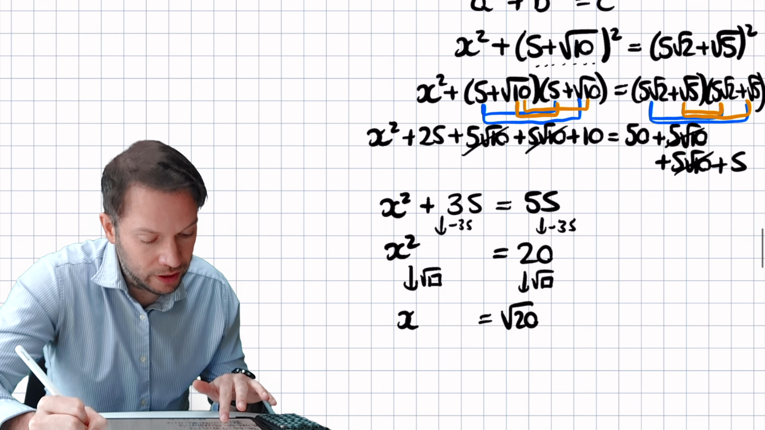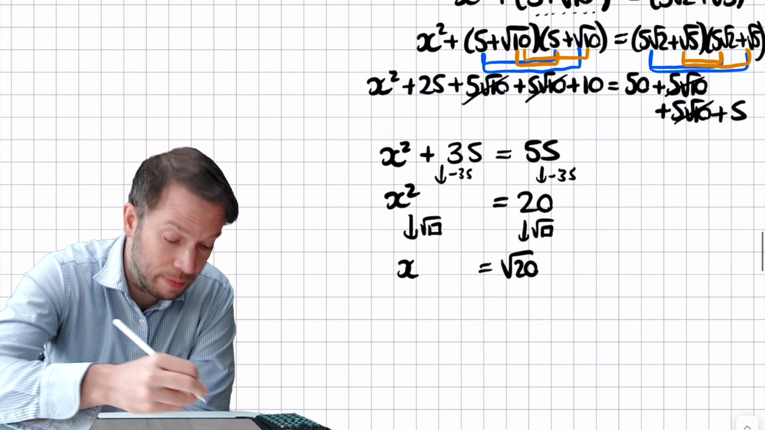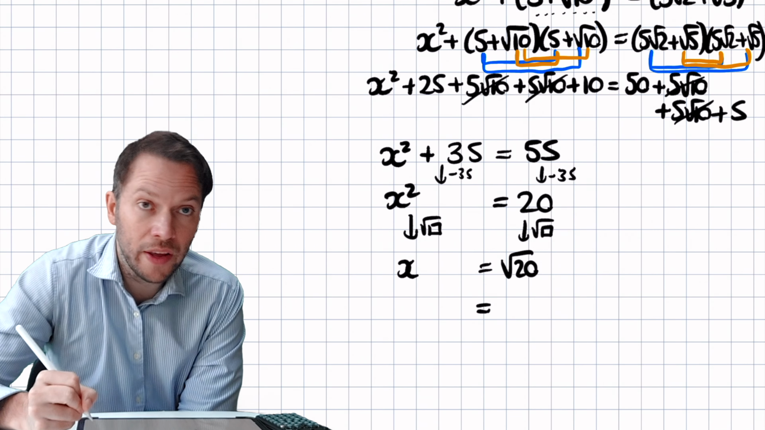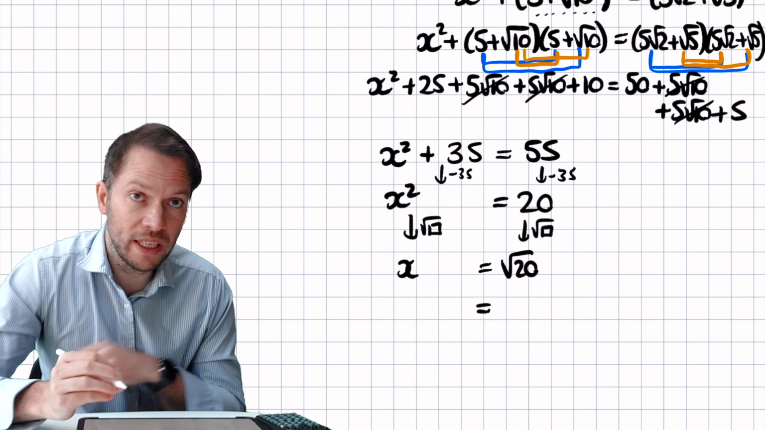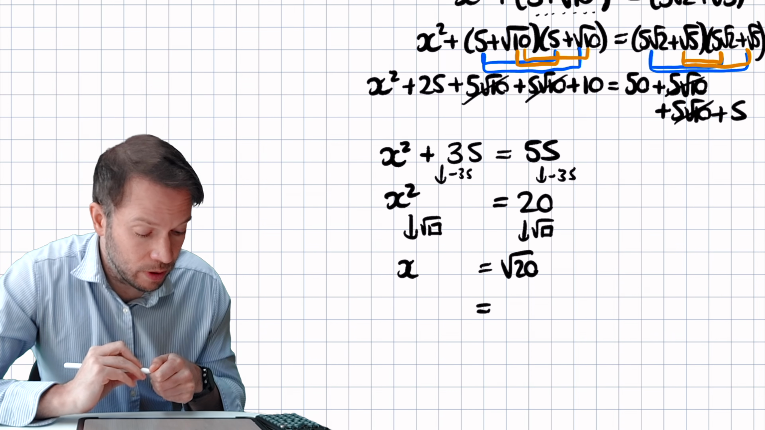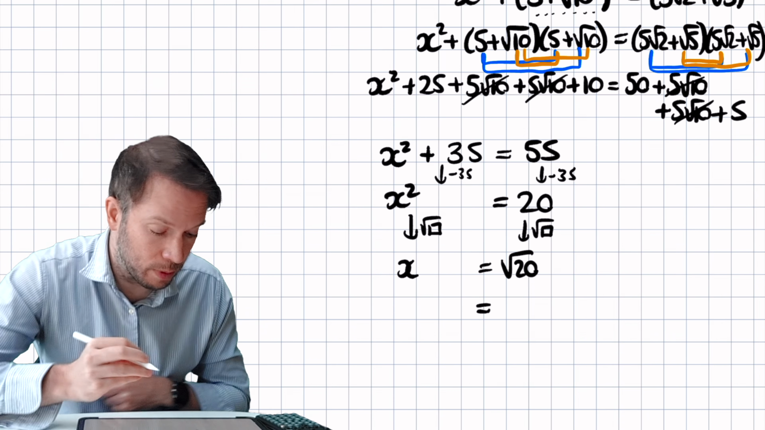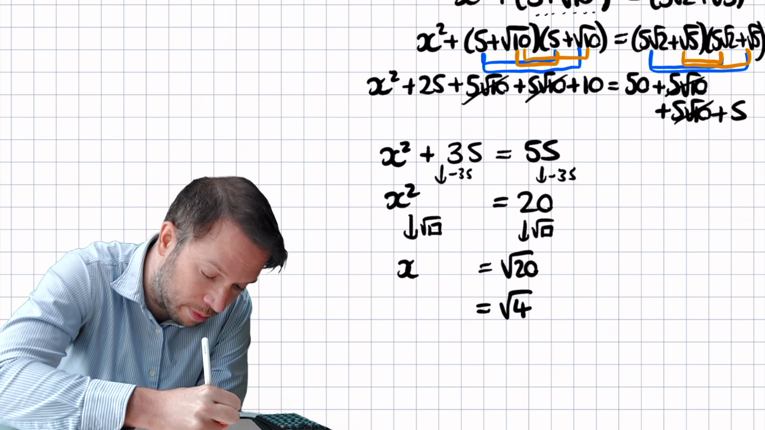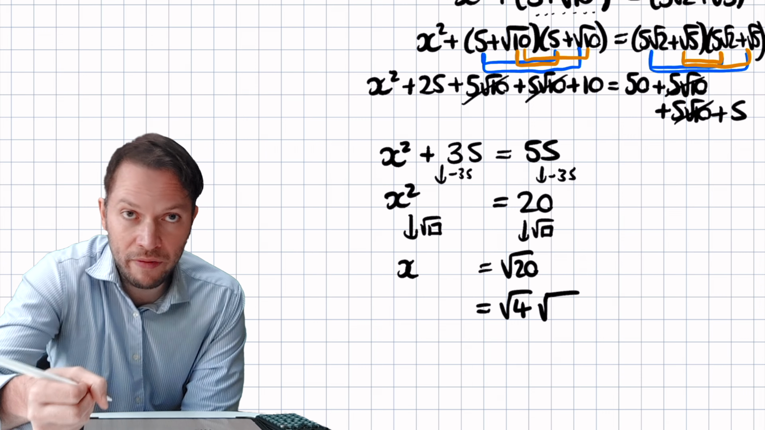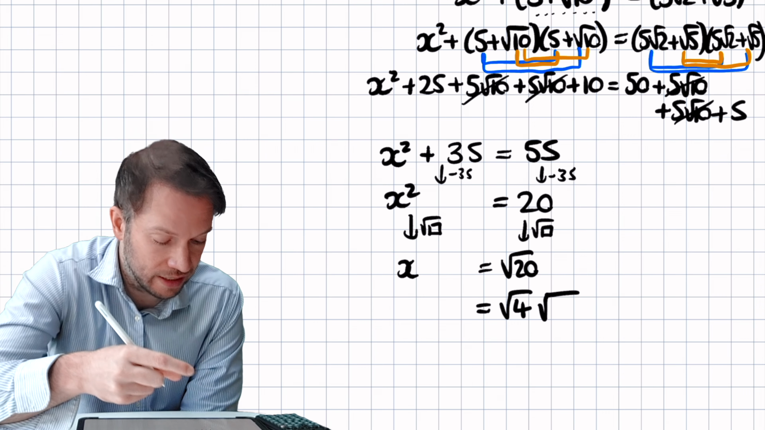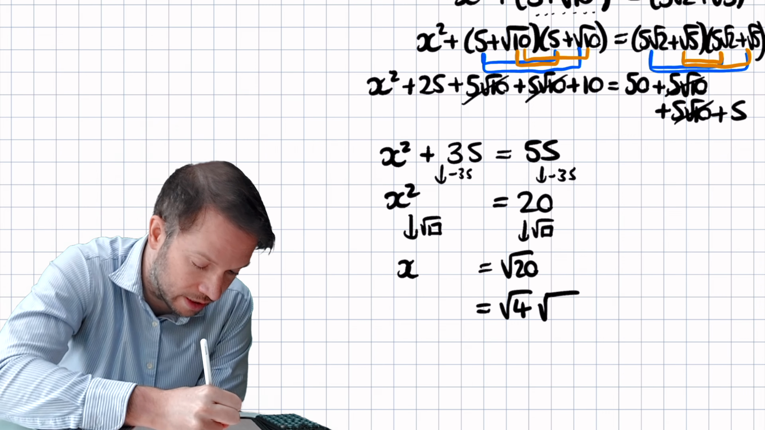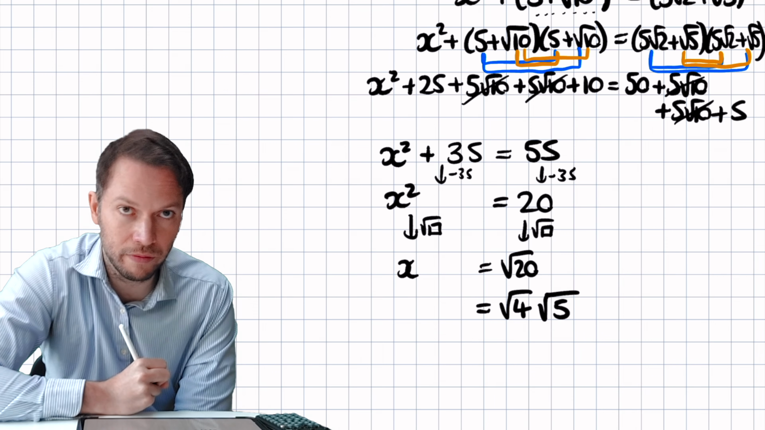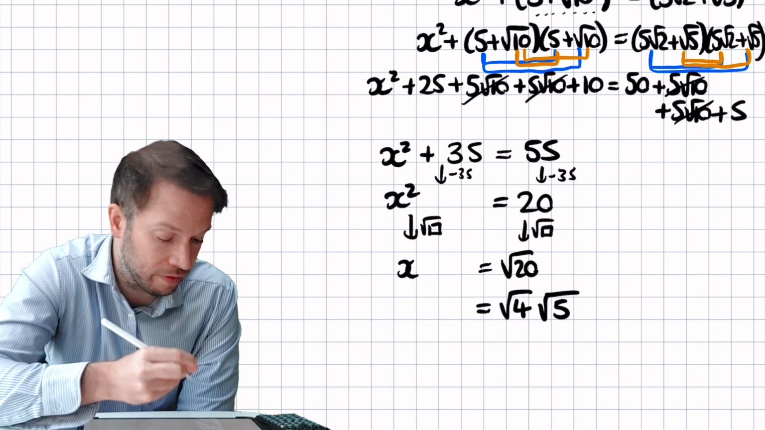Now, the answer should be a simplified surd. To simplify the surd, remember we find the biggest square factor that goes into 20. What's the square factor of 20? Well, 4 is a square number. That's a factor of 20. So what we do is we write the root 20 as root 4. We put that square number first. And then root whatever the other number is that 4 times gets to 20. So it's 4 times 5 is 20. So we write the root 20 as root 4 root 5, putting the square number first.